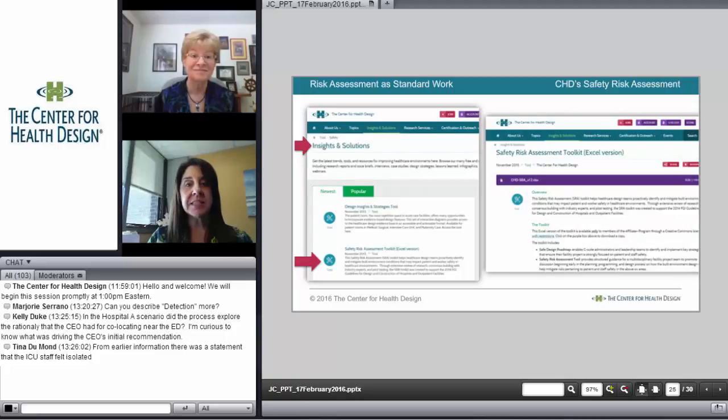Is there anything about this particular slide you wanted to say, Patricia? I think this is the slide we wanted to highlight from the Center for Health Design's website on how you can access the Safety Risk Assessment toolkit directly from the Center for Health Design website. So it's under Insights and Solutions, and then you'll see the Safety Risk Assessment. And there is an Excel version available to you, so I really do encourage you folks to check that out.